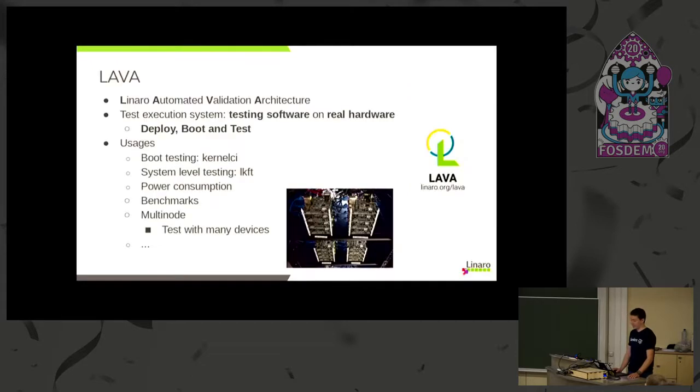So Lava stands for Linaro Automated Validation Architecture. It's a test execution system, so it allows you to test software on real hardware. You give it a kernel, a DTB, a rootfs, for example, and it will deploy the resources that you give on the target, so on a Raspberry Pi, a Juno, a BeagleBone Black, whatever you want. It will boot the board for you, and it will run the test on it.